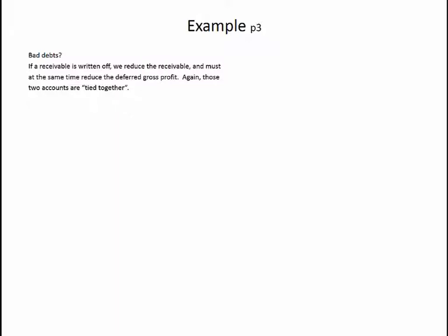Now, what happens when we have bad debts? Again, the whole point of the installment method, or the cost recovery method for financial accounting purposes, is the questionable collectability of our receivables. If a receivable is written off, we have to reduce the receivable, obviously. We take the receivable off the books. But again, the receivable and the deferred gross profit accounts are tied together. If the receivable goes down for whatever reason, the deferred gross profit has to go down as well.